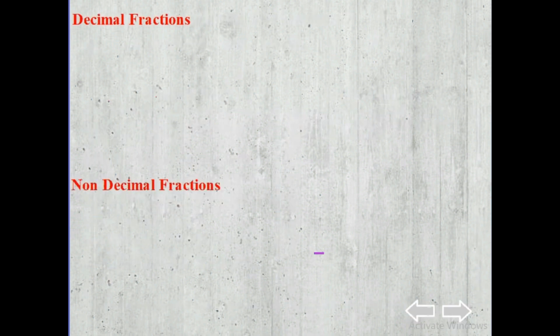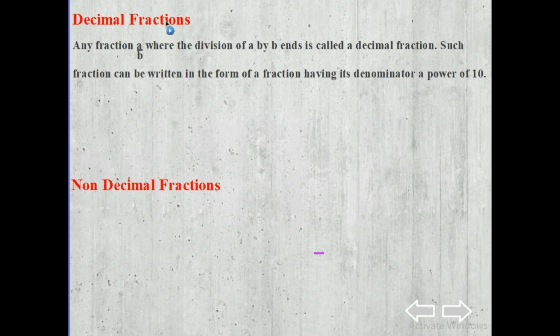Now, I'm going to explain to you the difference between decimal fractions and non-decimal fractions. Any fraction a over b where the division of a by b ends is called a decimal fraction. Such a fraction can be written in the form of a fraction having its denominator a power of 10. Example: 7 over 5. Since 7 divided by 5 is equal to a terminating decimal, which is 1 and 4/10, and 7 over 5 can be written as a fraction with a denominator of 10, this is a decimal fraction.